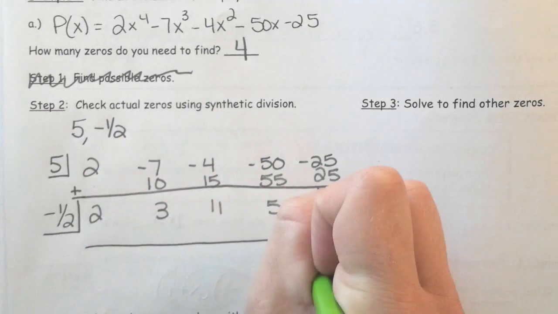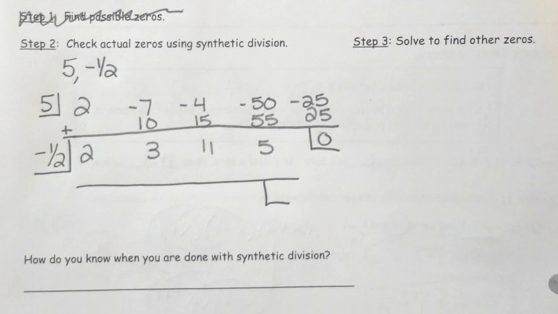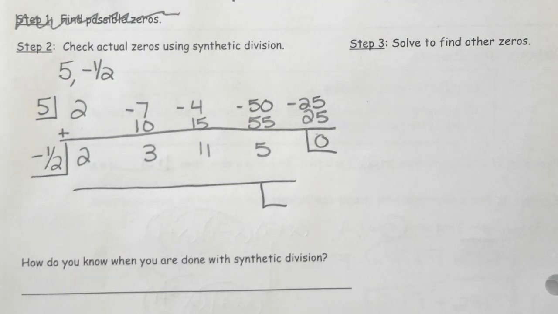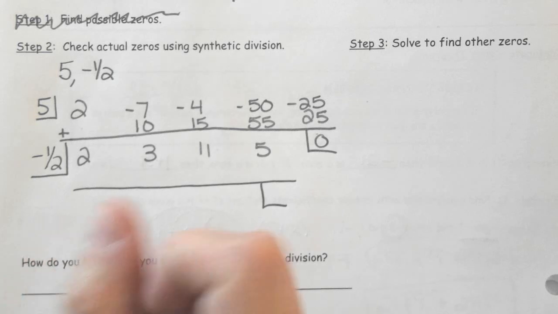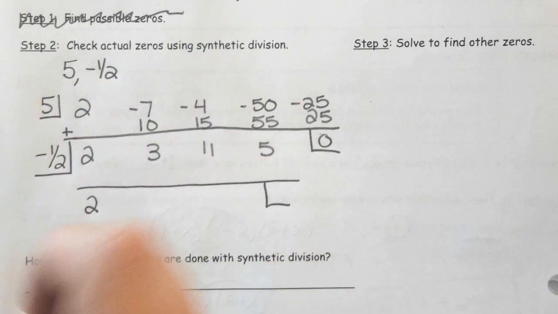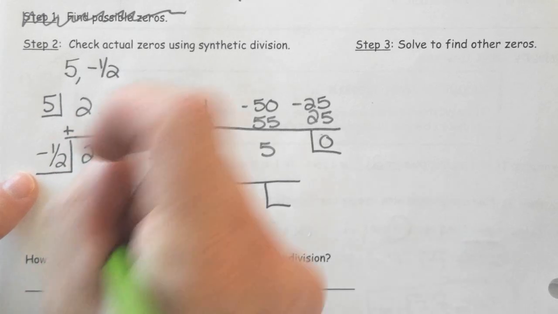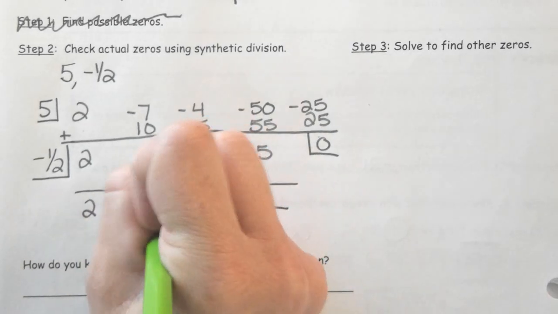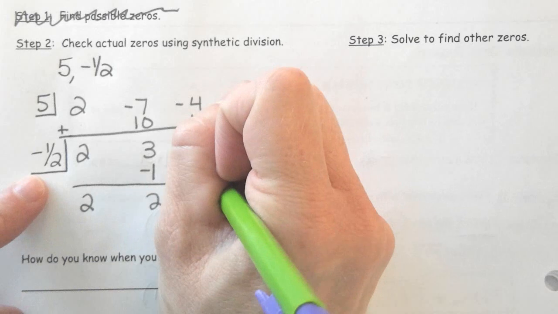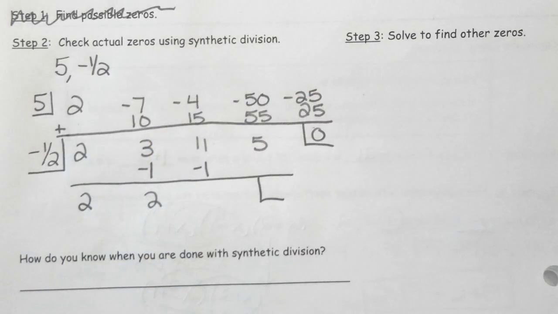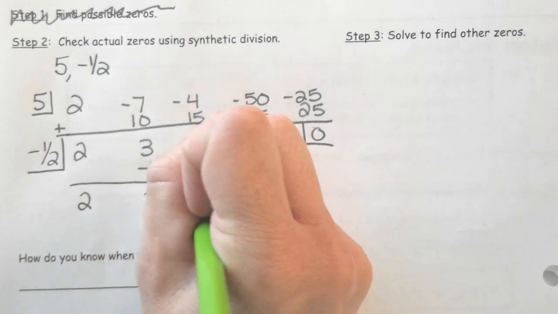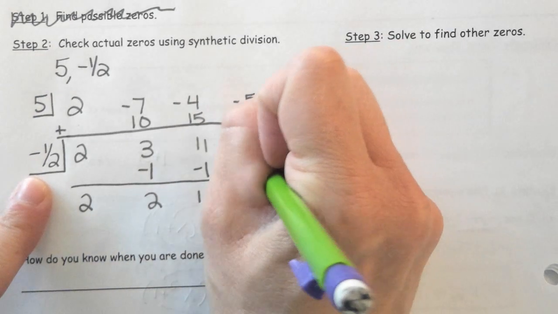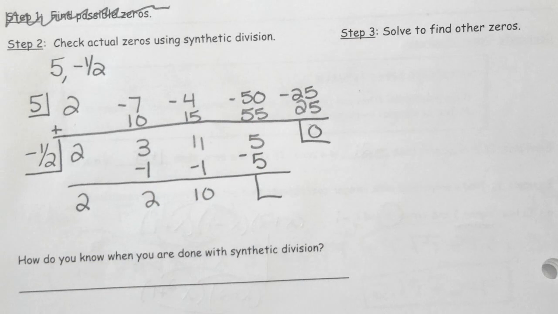So I'm going to set up shop right underneath, so I don't even have to rewrite anything, and do synthetic division all over again. I'm whittling away, pulling out solutions. 2 plus nothing is 2. Half of 2 is 1, and it's negative, so that's negative 1. 3 minus 1 is 2. Half of 2 is 1, and again it's negative because I'm multiplying by a negative. I get 10. Half of 10 is 5, and I multiply by a negative, so it's negative 5.